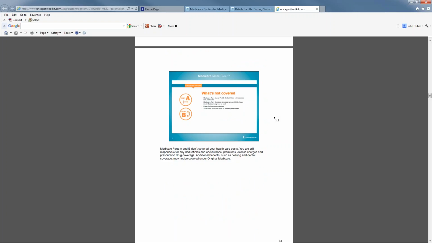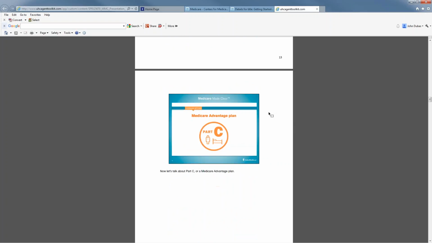The challenge with traditional Medicare, Parts A and B, is it doesn't cover all of your health care costs. You're still responsible for deductibles and coinsurance, premiums, excess charges, and prescription drug coverage. Additional benefits such as hearing and dental coverage, which we may be accustomed to through our working life, may not be covered under original Medicare A and B.